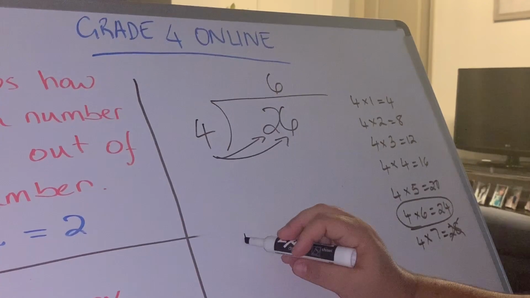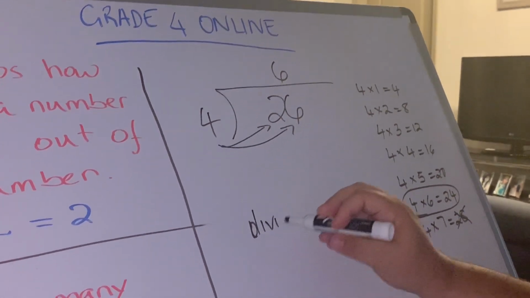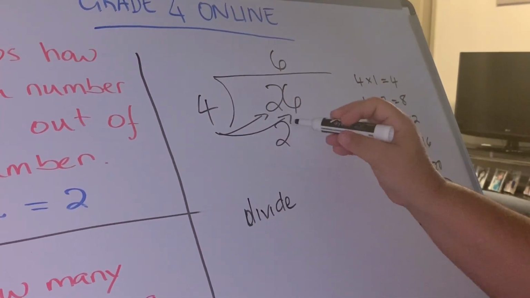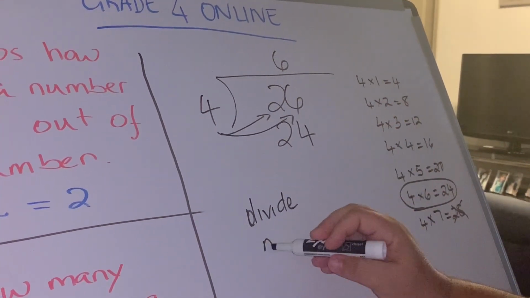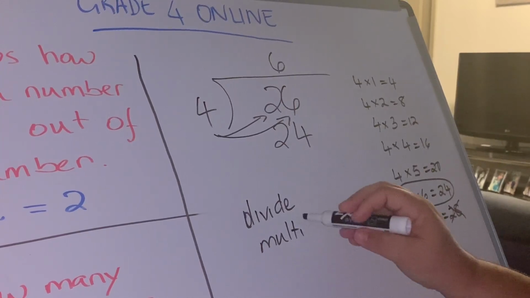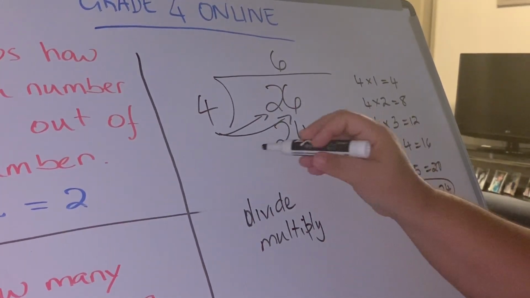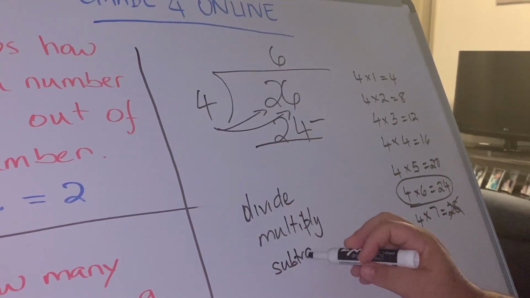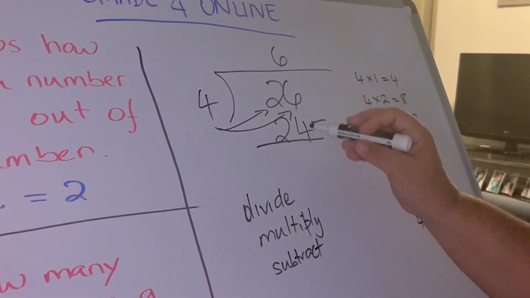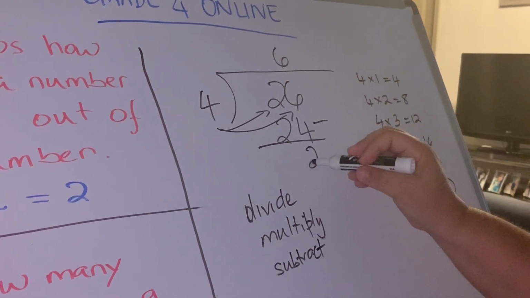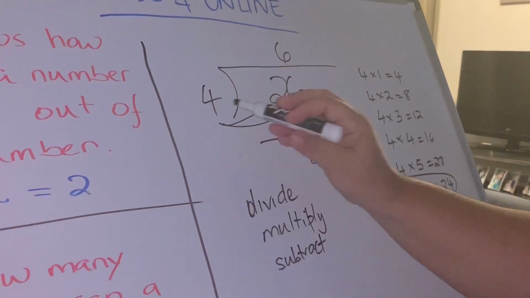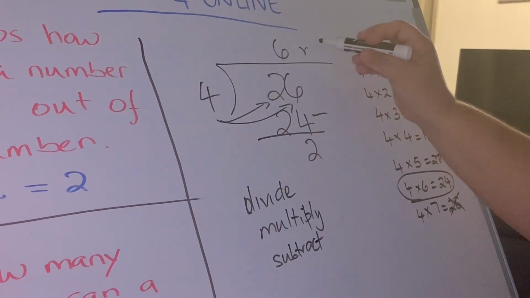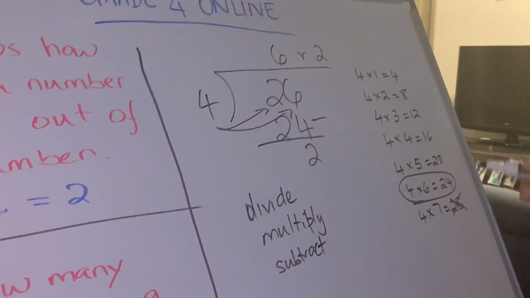6, now remember we said we divide. 6 times 4 is 24. We multiply. And then we subtract. 24 from 26 gives us a remainder of 2. Can 4 go into 2? No, it can't. So the answer gets written 6 remainder 2.